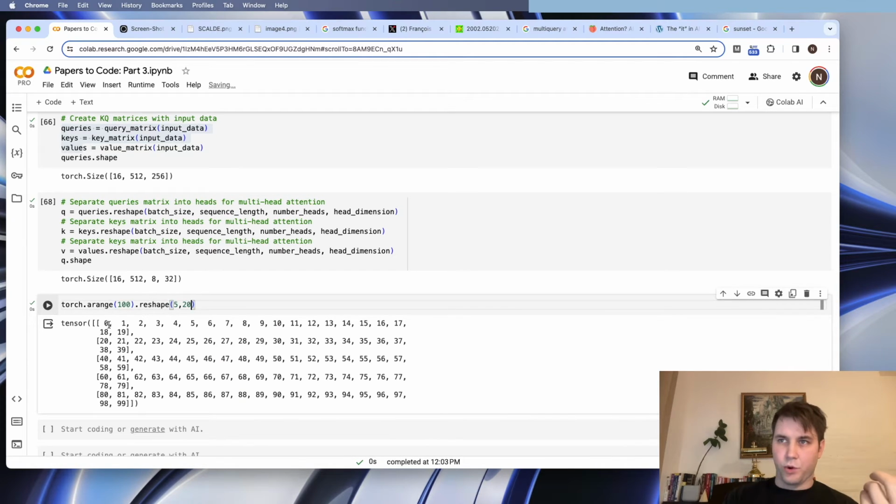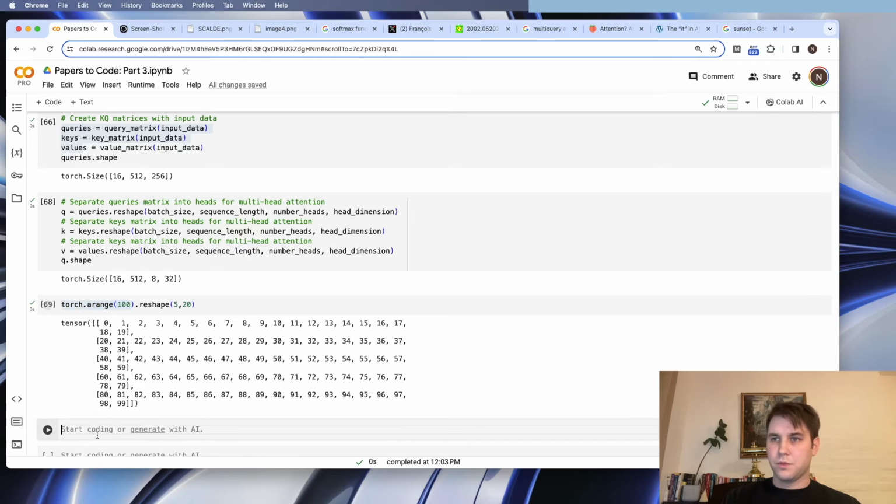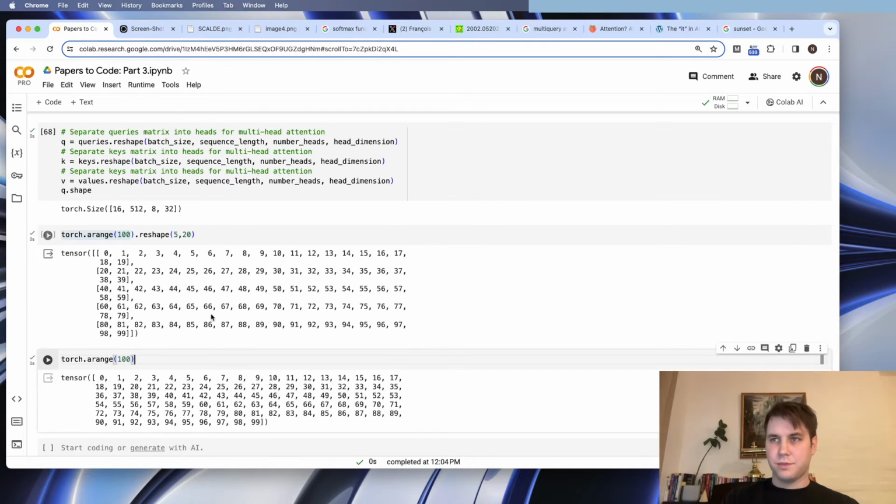It stays in the same order. So at the end of the first dimension here, we have 19, and then we go on to 20, and so on. So we've just taken this one long vector and reshaped how it's formatted.